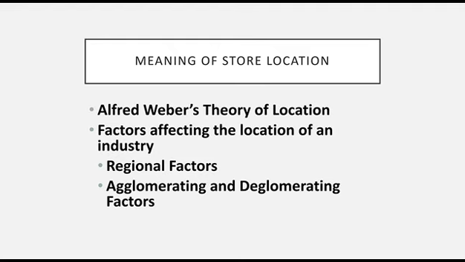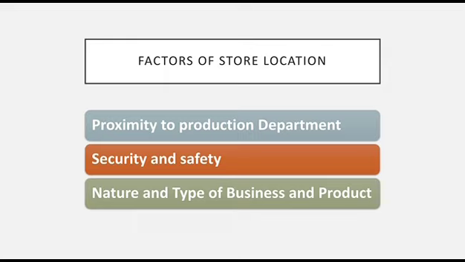Now let's move on to the next point, and that is factors of store location. Usually, there are factors to be considered while selecting the place of location for a store. So here the first factor is proximity to the production department.